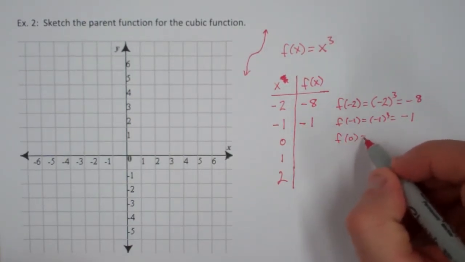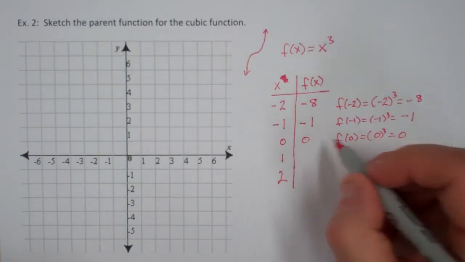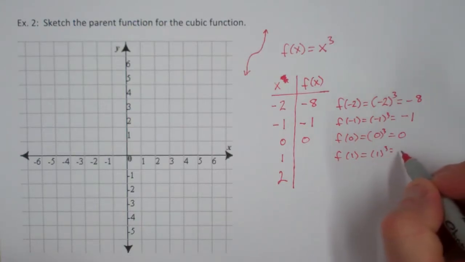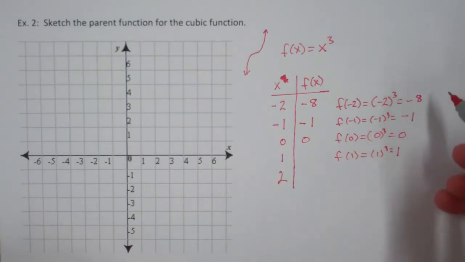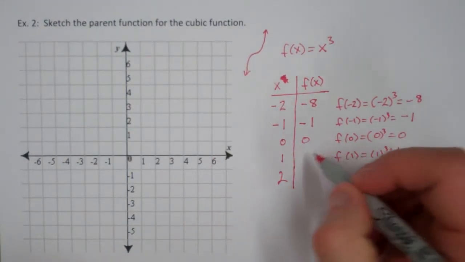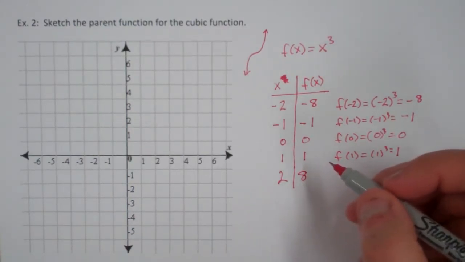f at 0 is an easy one. That's 0 to the third power, which is 0. f at 1 is 1 to the third, and that's +1. So this time, unlike the quadratic, y is equal to x squared, the values here are negative and the values here are positive. We've got 1 we said, and then 2 times 2 times 2 is going to be 8.